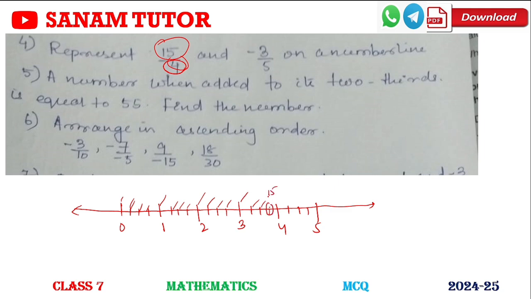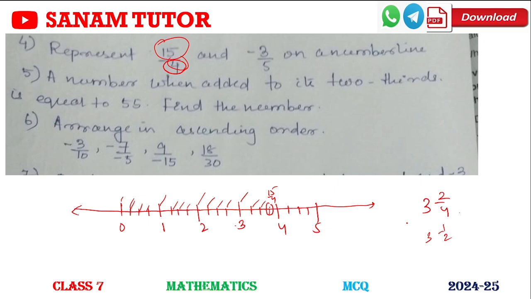Check it out. 15 by 4 we can write as 3 whole, then 2 by 4. Yes, 3 whole 2 by 4, or we can write 3 whole 1 by 2. Okay. So the next one is minus 3 by 5.